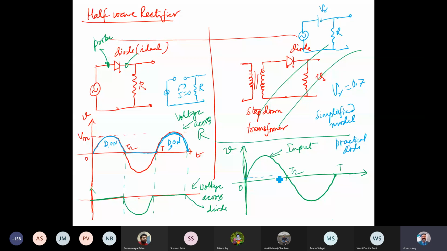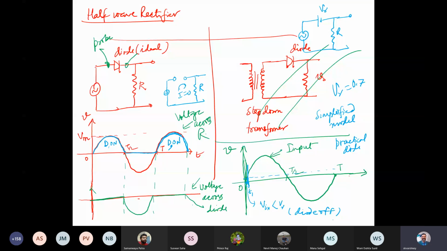So at V gamma, you can draw the line. The diode is not going to start from here actually. The diode is going to start from this line where it intersects. So this is going to be 0 to T1, let's say T1. This is the duration. 0 to T1 is the duration where the input voltage is less than V gamma, and so the diode is off.